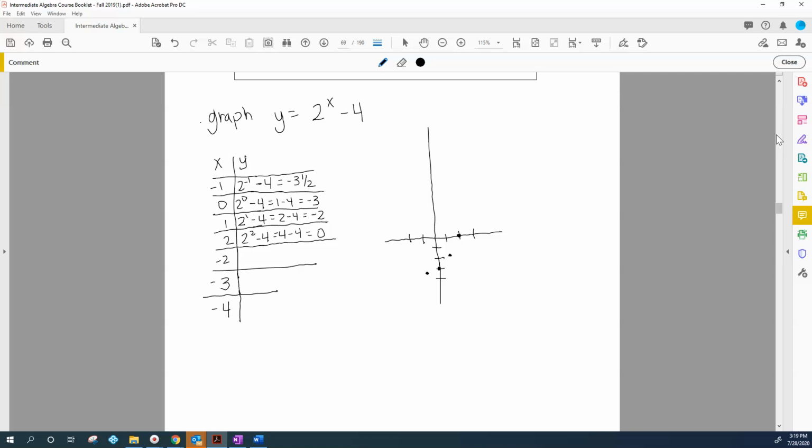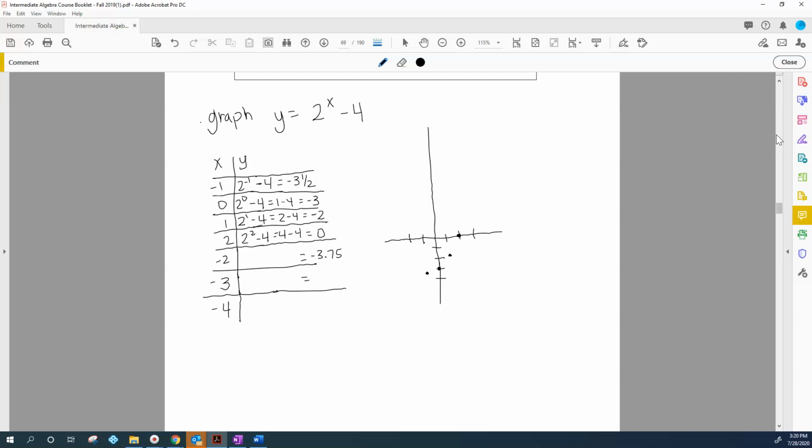So if we put -2 in, and you can just put this even into your calculator too, 2 to the -2 power and then -4, right? So 2 to the -2 power is 1/4. So that's going to end up giving us -3.75. Right, so you'll notice as I'm putting these numbers in, it looks like it's getting closer and closer to -4. Do you see that?